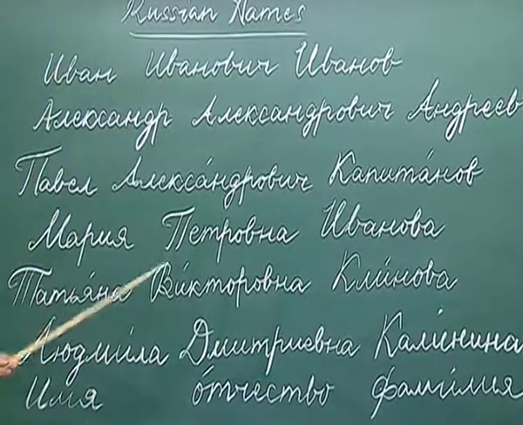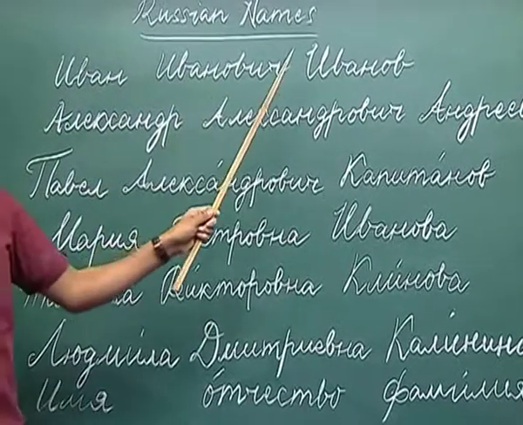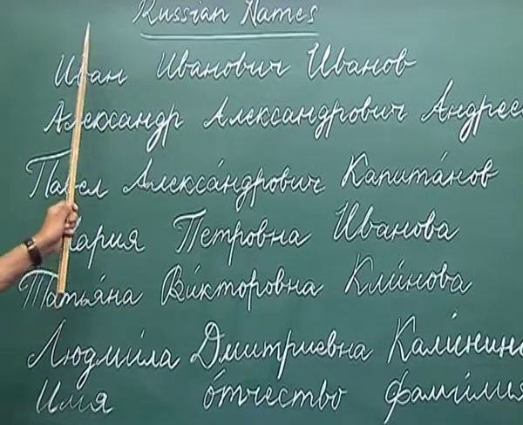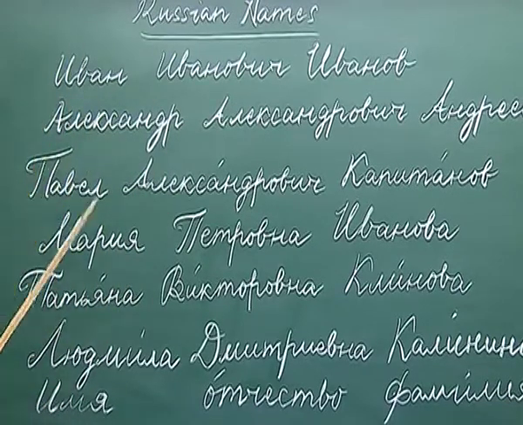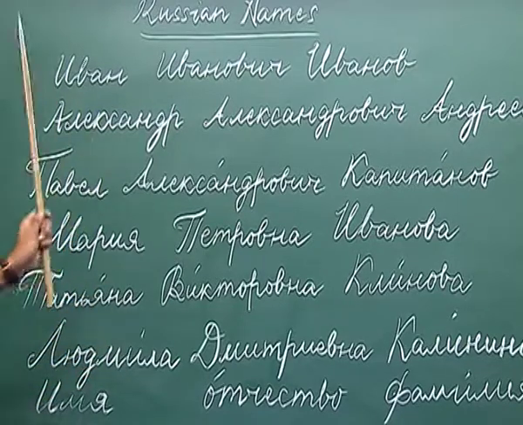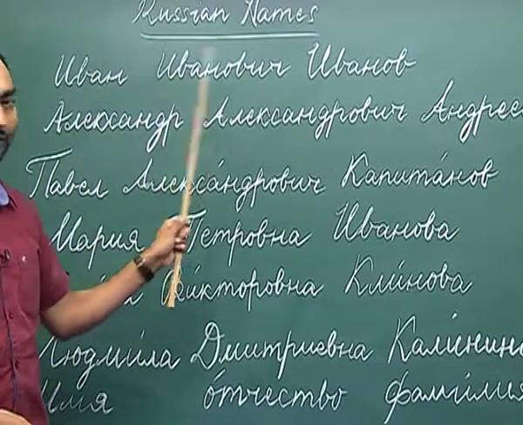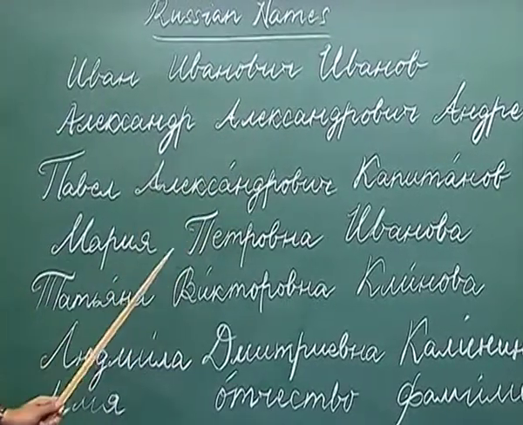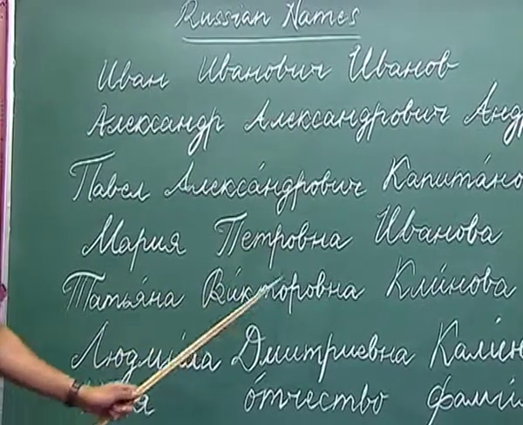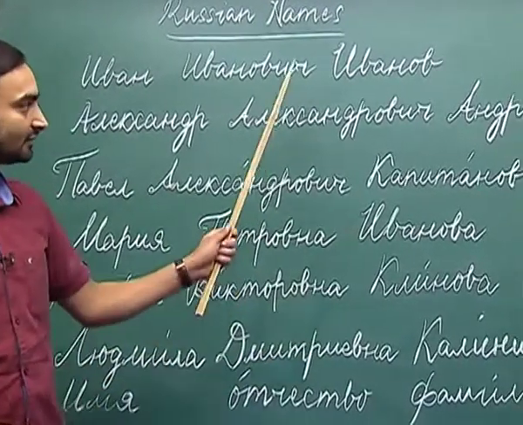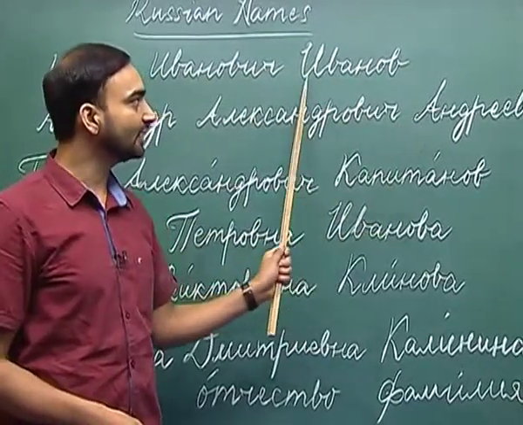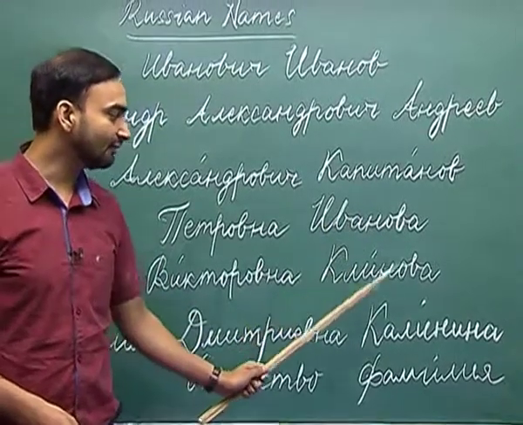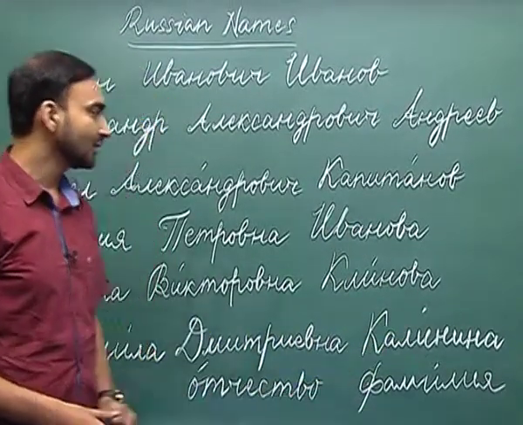So, as you can see, each Russian name consists of three components. The first one is here: Ivan, Alexander, Pavel, Maria, Tatiana, Ludmila. The second component is somewhere in the middle: Ivanovich, Alexandrovich, Petrovna, Viktorovna, Dmitrievna. And the last one, which is the third one: Ivanov, Andreev, Kapitanov, Ivanova, Kalinova, Kalinina.